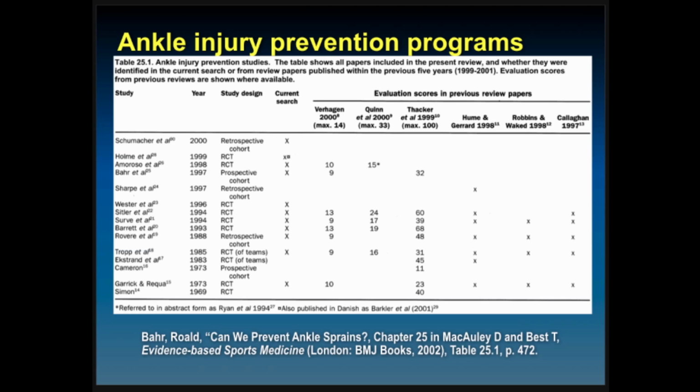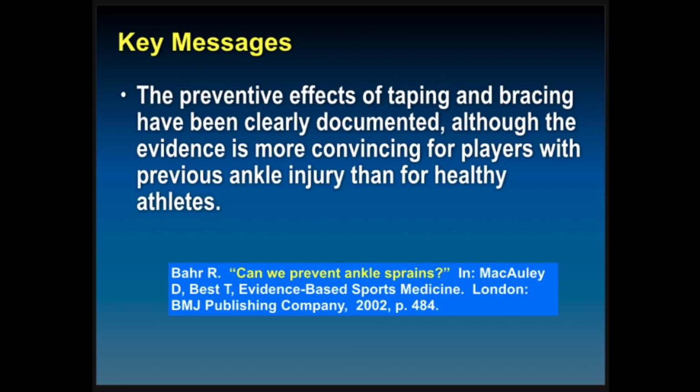They looked through 5 years and found these studies that could be compared: retrospective cohort, randomized control, and a prospective, of which there was only one prospective study. And the key messages here are the preventative effects of taping and bracing have been clearly documented, but the evidence is more convincing for players with previous ankle injuries than for healthy athletes.